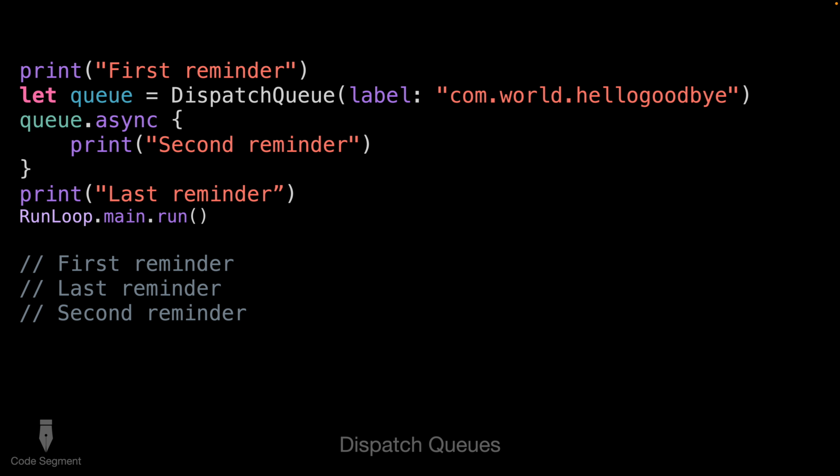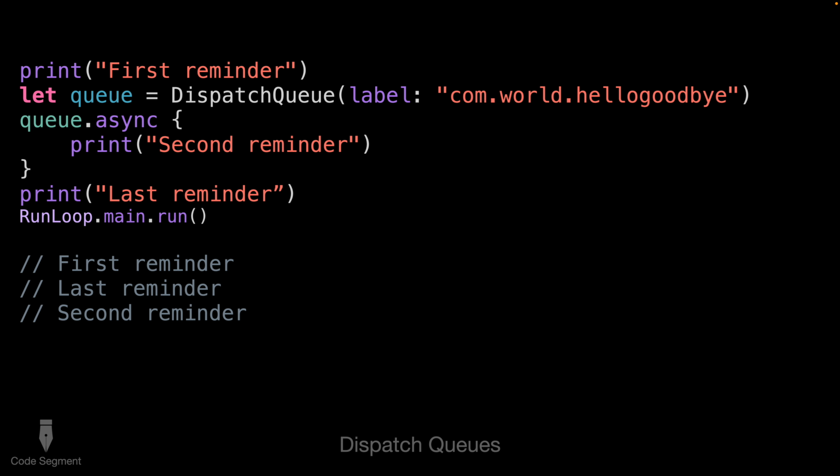Okay, because we've done it this way, first we print first reminder, great. Then we queue this asynchronous code and put it on the queue and say, hey, dispatch queue that I have created, my friend, whenever you get a moment, please run this code, right? And then we continue along the main thread to execute and print last reminder. So last reminder gets printed in this case before second reminder.